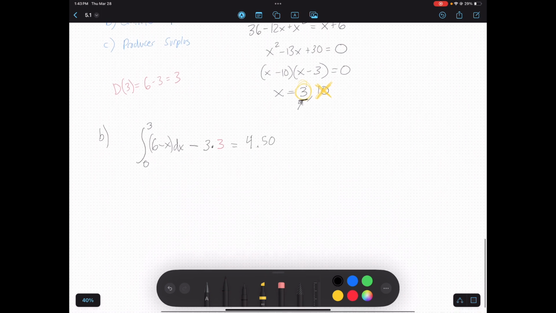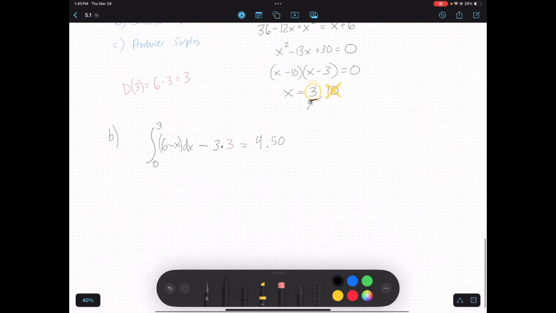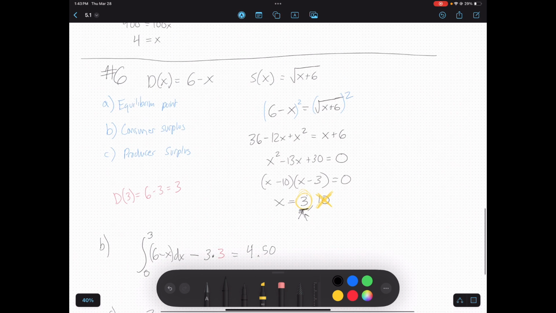If I'm doing my producer surplus, same process. When you do price times quantity, your quantity is still the same. Your quantity is still this same equilibrium point. So my quantity is still 3. What's my price? Well, I could go ahead and plug it into S of x to figure it out. But the whole point of the equilibrium point is that the price I'm getting out from the consumer demand equation should match the price that I'm getting out from my supplier equation.